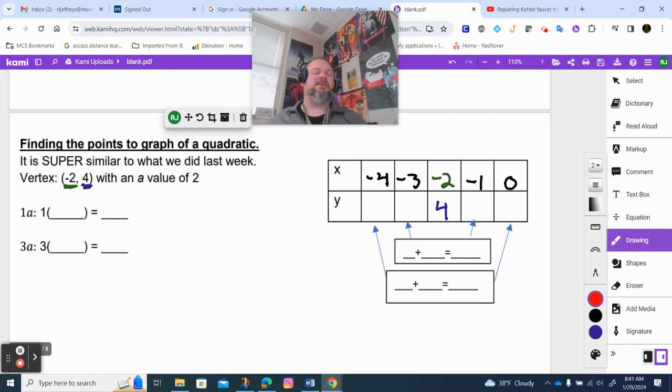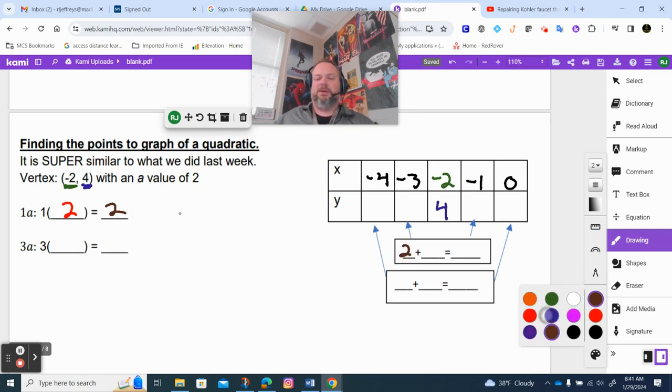If y'all had one like this for standard form, this is what I would ask. I'm pretty sure after doing all this stuff on Friday with the vertex, we don't actually need to repeat it. But, all right, our A is 2. So what is 1 times 2? 2. Now we have to add that 2 to this 4 right here. So what is 2 plus 4?